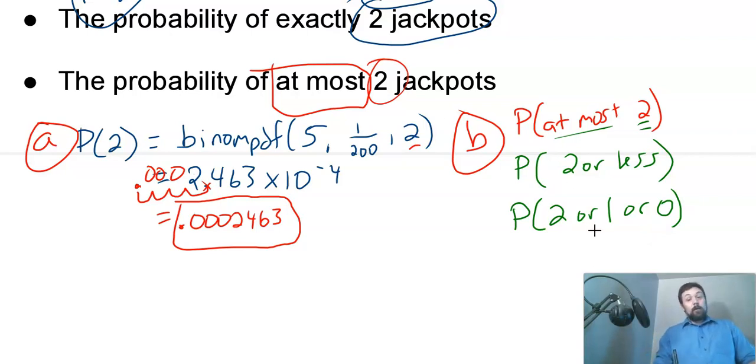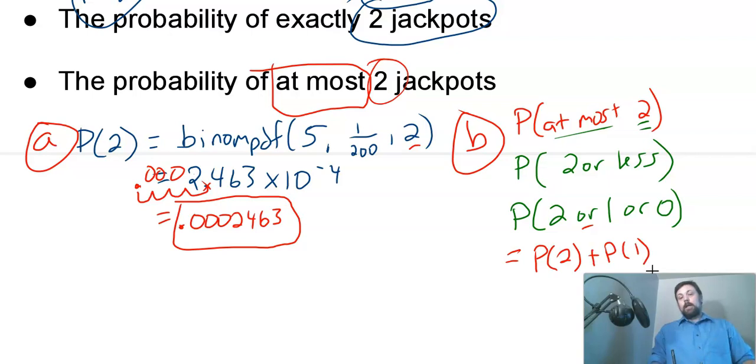Now this is an or, right? 2 or less, 2 or 1 or 0, which means we use the addition rule. So we can calculate the probability of at most 2 by calculating the probability of these individually and adding them together using the addition rule because it's an or, right? So it's the probability of getting 2 jackpots plus the probability of getting 1 jackpot plus the probability of not hitting the jackpot at all.